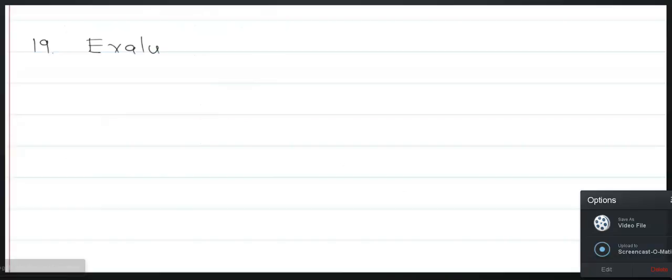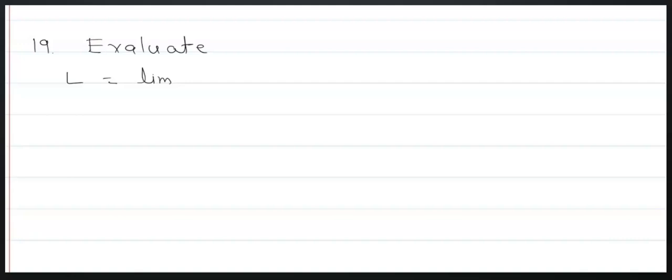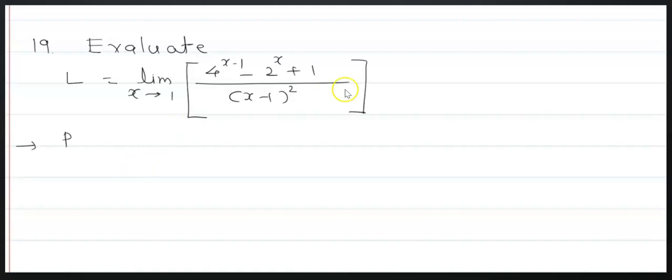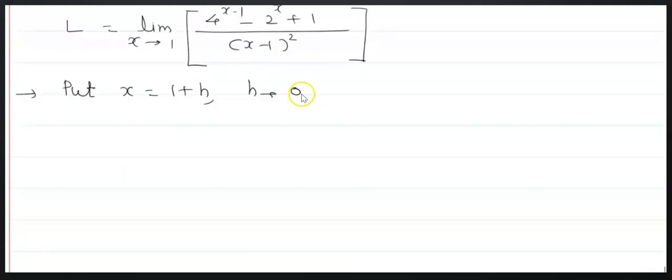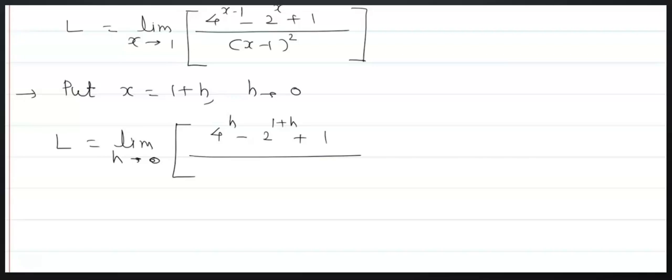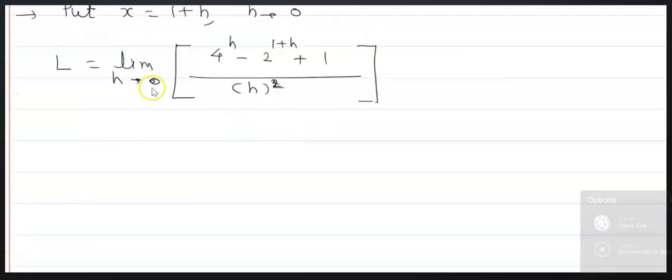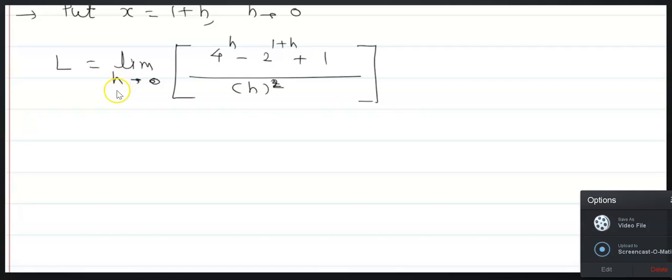Next is problem number 19. Evaluate L equals limit x tends to 1, (4 raised to x minus 1 minus 2 raised to x plus 1) upon (x minus 1) whole square. Now again put x equals 1 plus h as x tends to 1, h tends to 0. Therefore, here is the value of limit h tends to 0, 4 raised to h minus 2 raised to 1 plus h plus 1 upon h square.